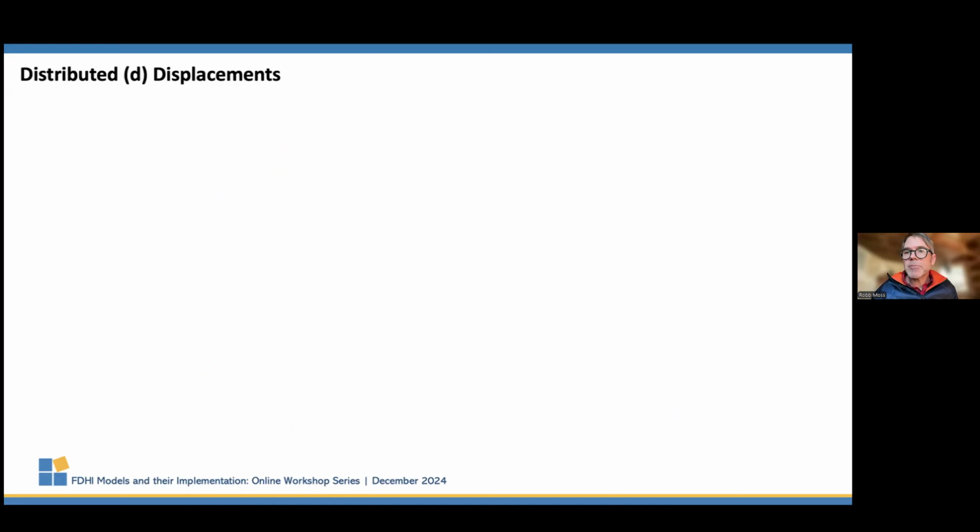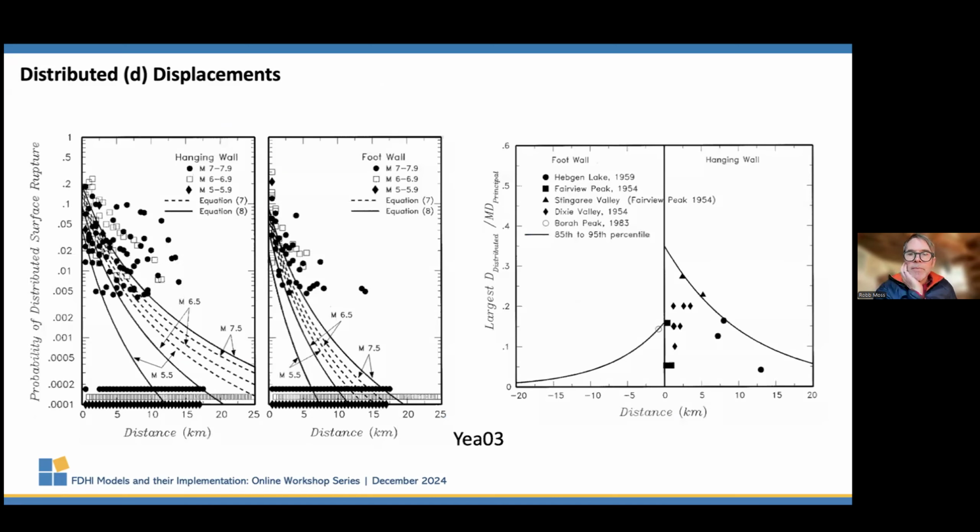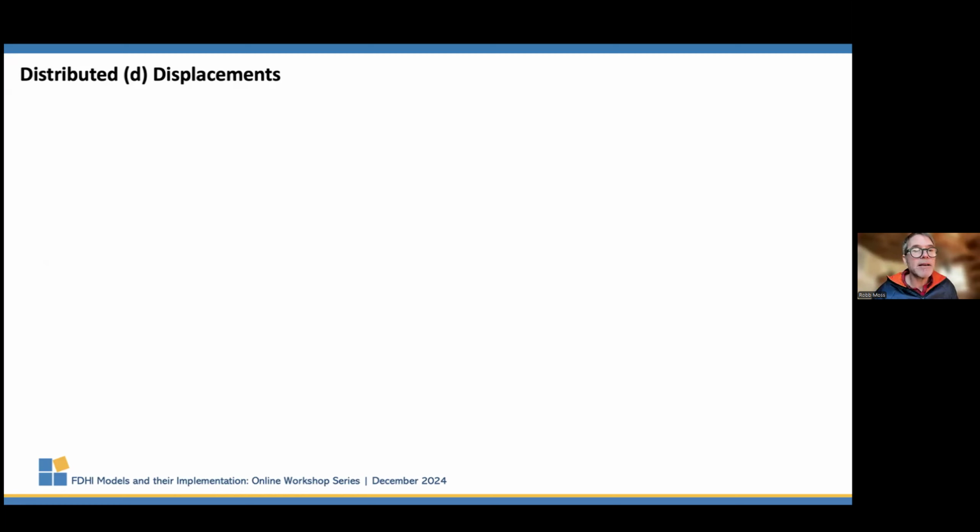I'm going to touch on distributed displacements because that ends up being one of the key components for doing PFDHA when we're off of the fault, so when we're not dealing with lifelines that cross the fault. The Youngs approach had two components. One is the probability of distributed, and the other one is a normalized distributed, so a scaling. And you can see that they've broken it out on a hanging wall and footwall for the normal events. On the right, you can see that there was not a lot of data to deal with at that point. The benefit of FDHI is that we've aggregated as much data available to us now, and so we have much improved models because of the increase in data.